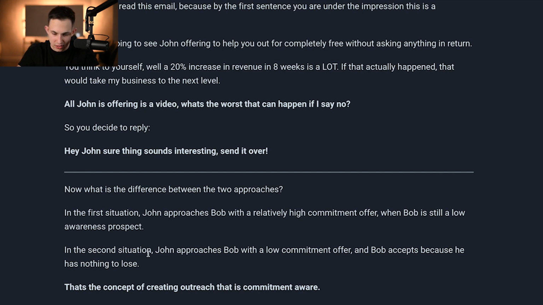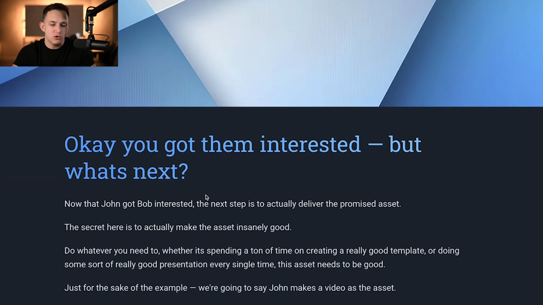Okay, now let's continue. Now you've got a prospect interested, but what is next? Now that John got Bob interested, the next step is to actually deliver the promised asset. The secret here is to make the asset extremely good, right? It goes back to, for those of you who know Alex Hormozi, he talks about this all the time, where he says to make your free stuff better than their paid stuff. What he's talking about is that if your free value is better than the value your competitors charge for, you're inherently going to win, right?